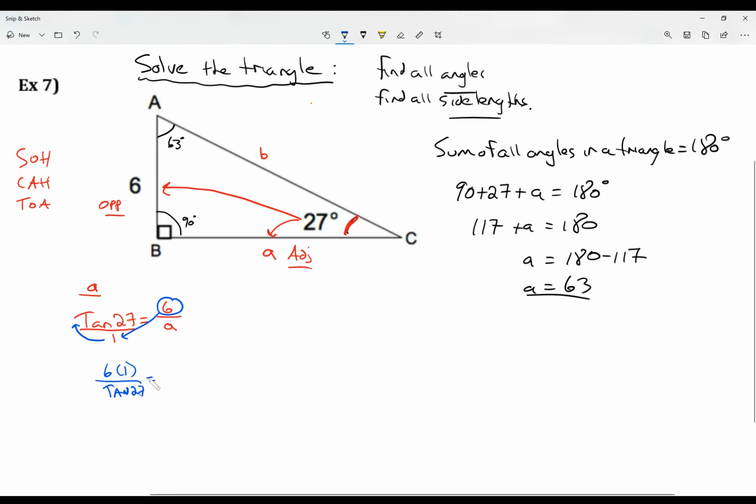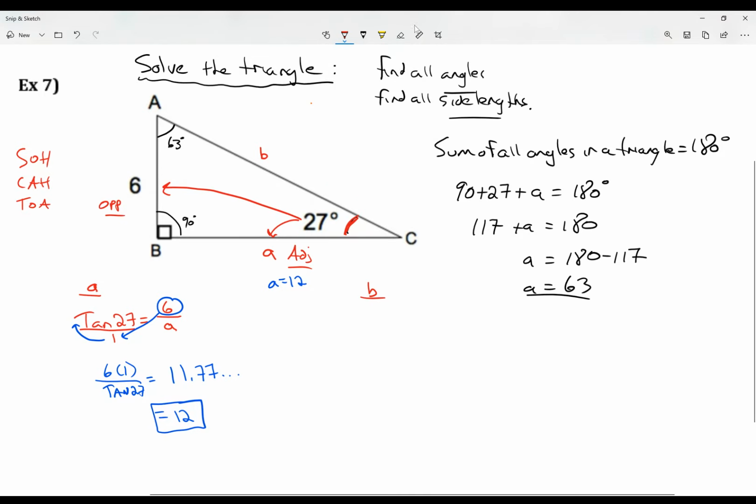When you're doing this calculation, again, make sure your calculator's in degree mode. Of course, 6 times 1, guys, is just 6. So 6 divided by the tan of 27. If your calculator's in degree mode, you should get 11.77 and change. Let's just round that to 12. So side length A is 12. Let's look for side length B now.